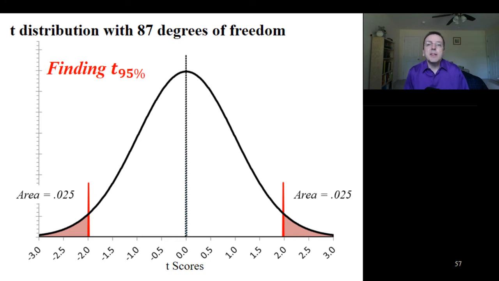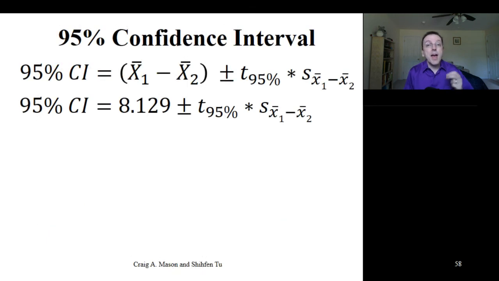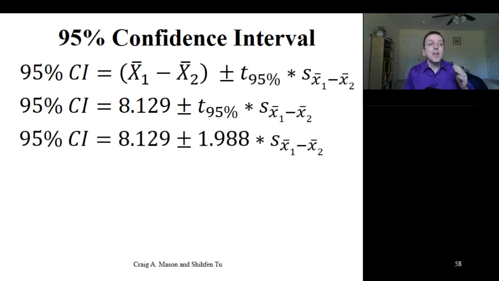If we look it up in the Excel t-score calculator or use some other calculator, you'll find that the 95% critical value is plus and minus a t-score of 1.988. So we plug that 1.988 into our 95% confidence interval formula, and we get 8.129 plus and minus 1.988 times the standard error of the difference in means.